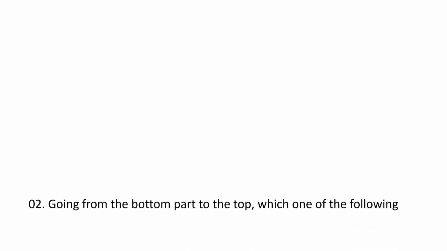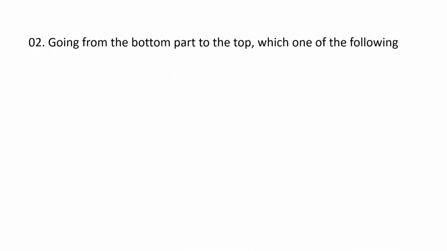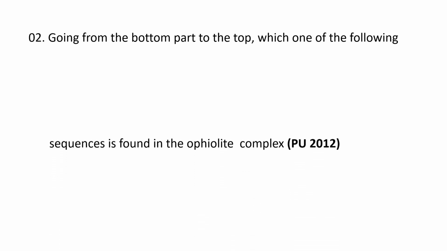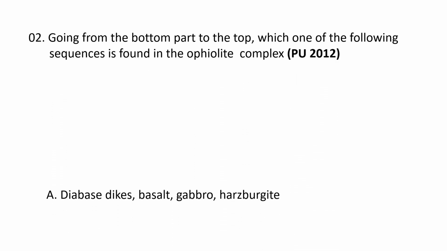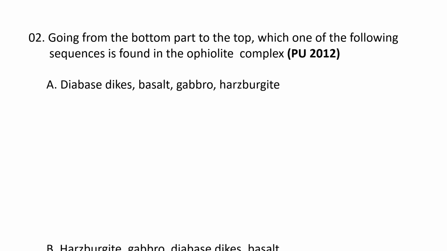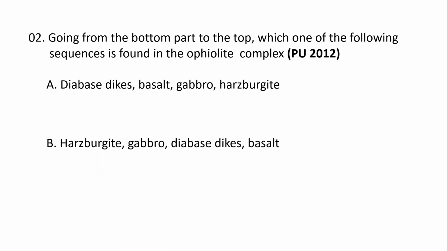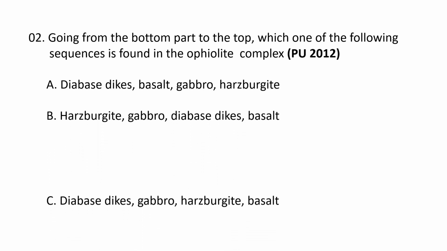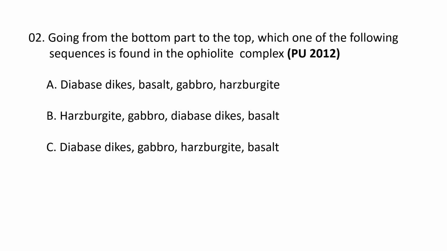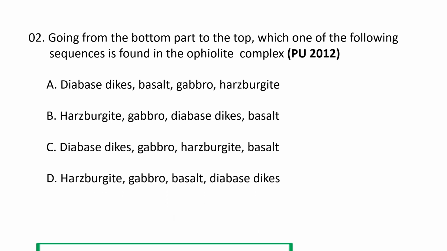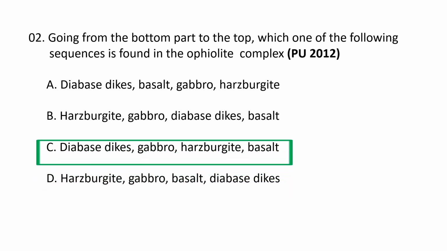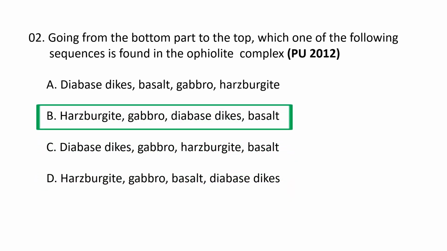Next question. Going from bottom part to the top, which one of the following sequences is found in the ophiolite complex? The choices are A. Diabase dikes, basalt, gabbro, Harzburgite. B. Harzburgite, gabbro, diabase dikes, basalt. C. Diabase dikes, gabbro, Harzburgite and basalt. And D. Harzburgite, gabbro, basalt, diabase dikes. So the correct option is B. Harzburgite, gabbro, diabase dikes and basalt.